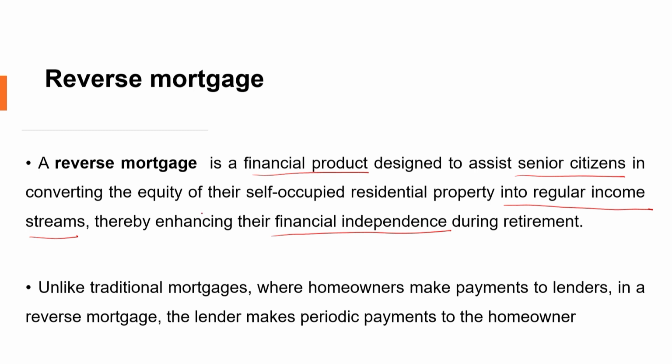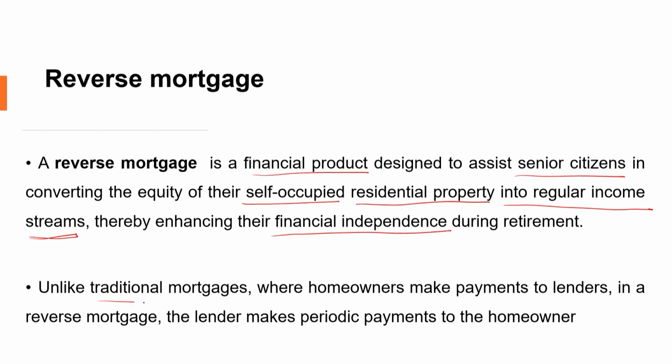That means in such cases the banking company provides you the facility whereby, taking your self-occupied residential property or any other kind of wealth as a mortgage, they will pay you the loan amount in equal monthly payments. That means regular income streams will be provided to the consumer in the case of reverse mortgage with the help of the collateral security or mortgage that you already have.